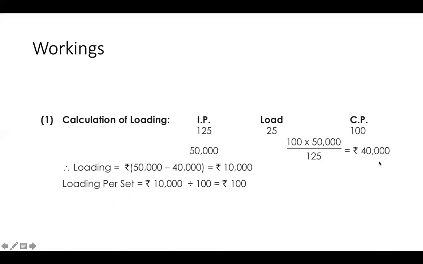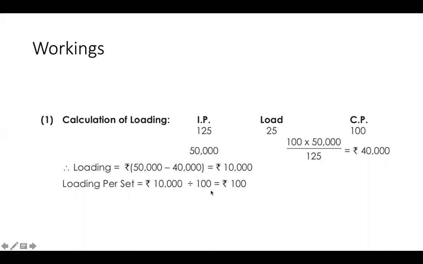So if you add 10,000, that is 25%. If you add, it will become invoice price. 25% of 40,000 is 10,000. If you add 10,000, it will become 50,000. That's invoice price. Okay, now let's calculate what's the profit loaded. Profit loaded is equal to, therefore, 50,000 minus 40,000 gives you 10,000. This is the profit loaded on 100 sets.